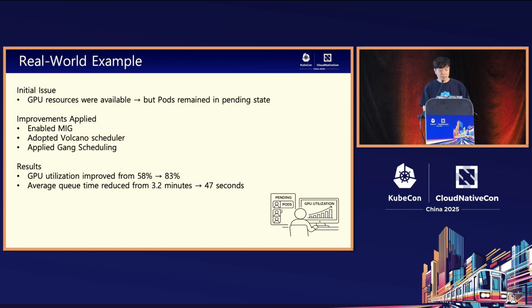By utilizing these kinds of GPU allocation strategies, our company improved GPU utilization from 58% to 83%, and the average queue time was reduced from more than 3 minutes to 47 seconds. Eventually, it is good for saving our GPU resources, and we could have lower latency and better performance after applying these strategies.